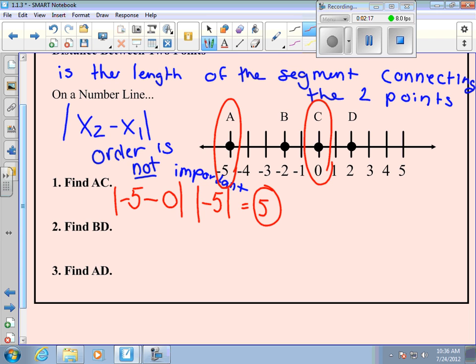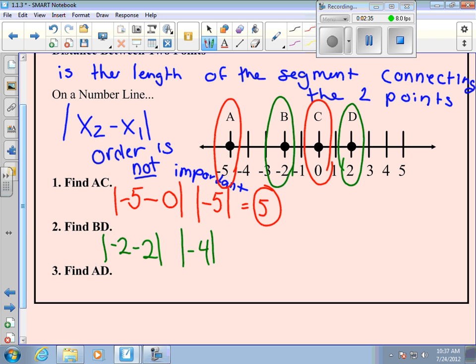Let's do BD together. So looking for BD, B is at -2 and D is at 2. So again, it doesn't matter our order. So -2 minus 2 and absolute value around that. And -2 minus 2 gives us the absolute value of -4, and the absolute value of -4 is 4. Okay, so for tomorrow, please go ahead and finish problem 3, which is finding AD.